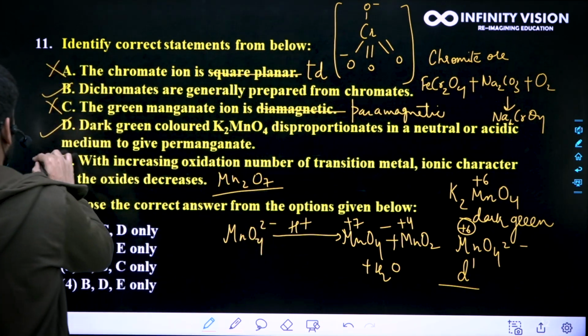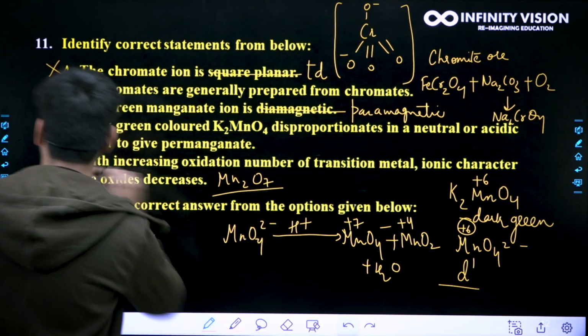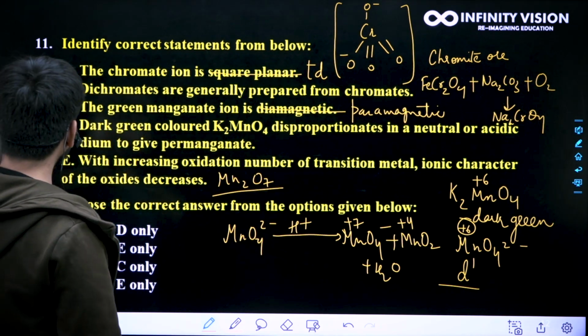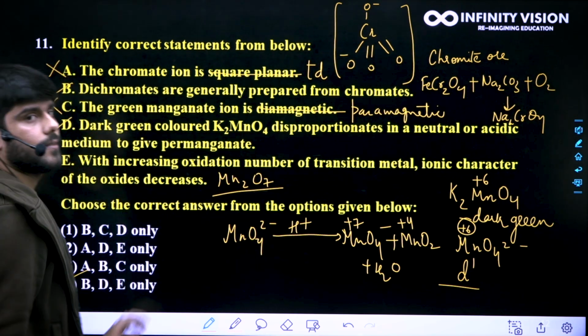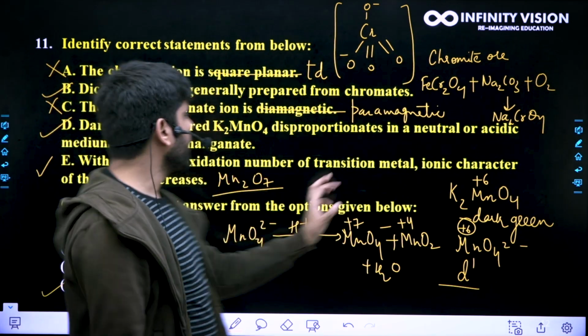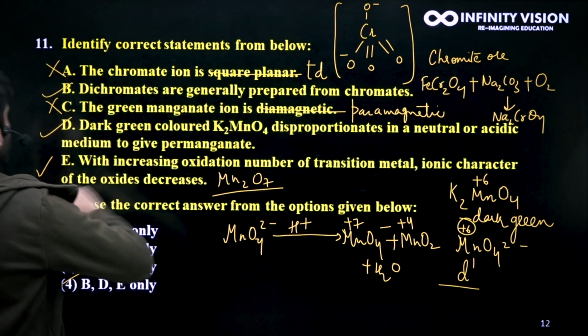So this is also wrong. No, sorry, this is correct. So B, D, and E are correct. So fourth is the right answer. I hope the question is clear to you. All right, let us discuss the next question.